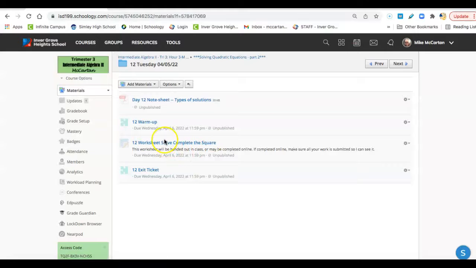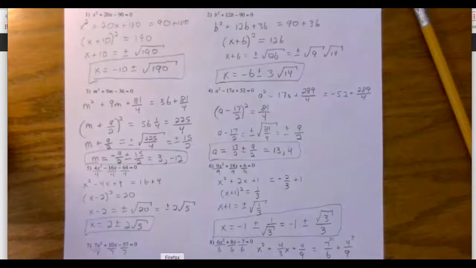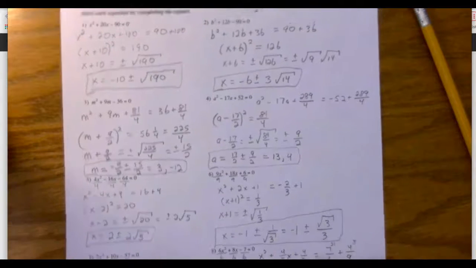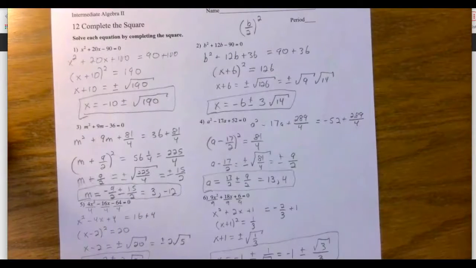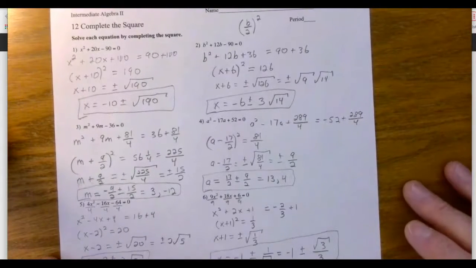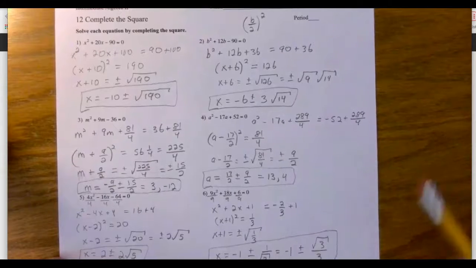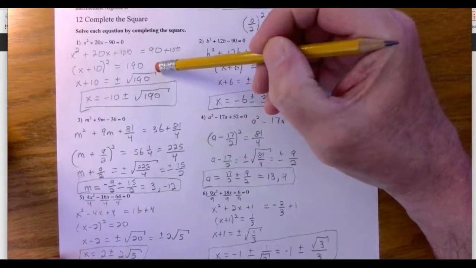All right, guys, we're going to go for the worksheet. I'm going to put it underneath the document cam here. And we'll look right at it, guys, all right? Guys, we're solving by completing the square. And frankly, guys, you solve it however way you want. Just show work.